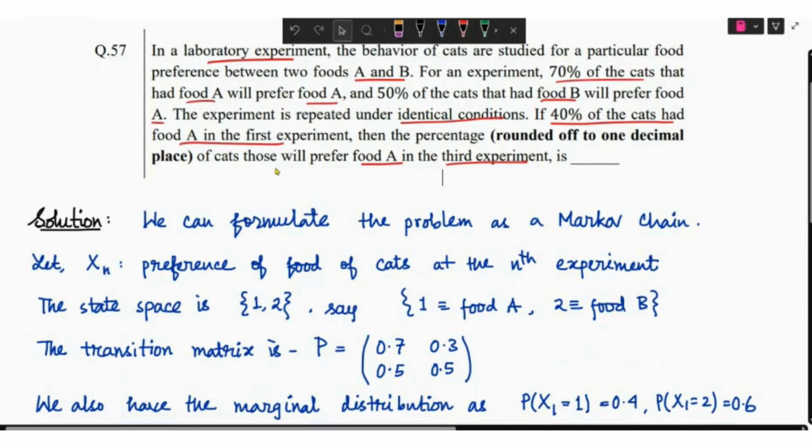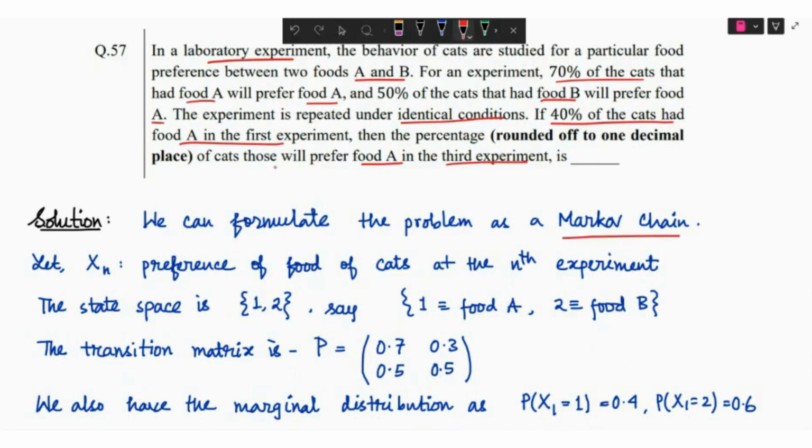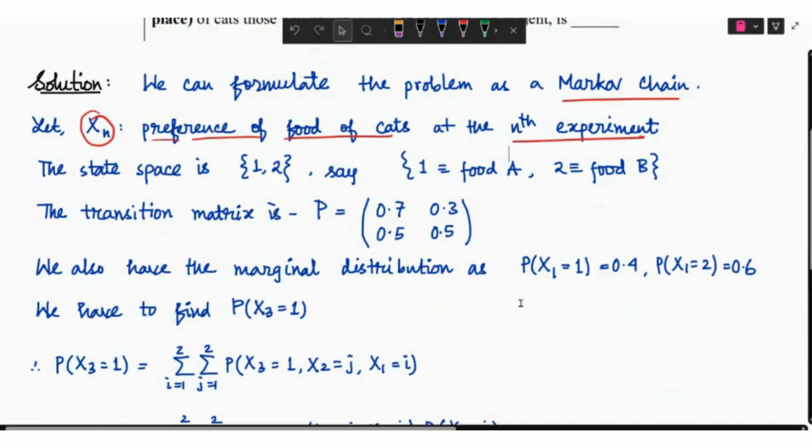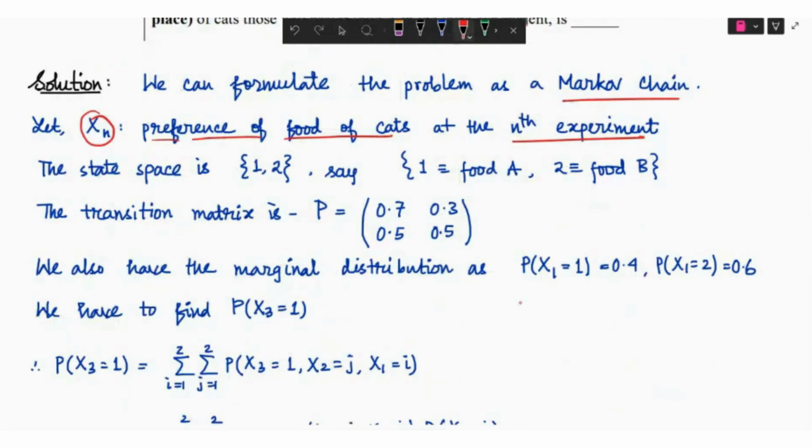Okay, so we can formulate the above problem as a Markov chain. Let us define a random variable Xn, which denotes the preference of food of cats at the nth experiment. What a Markov chain tells us is that if Xn, where n is 0, 1, 2 up to infinity, is a stochastic process with countable state space S, it will be a Markov chain, that is, a discrete time Markov chain.